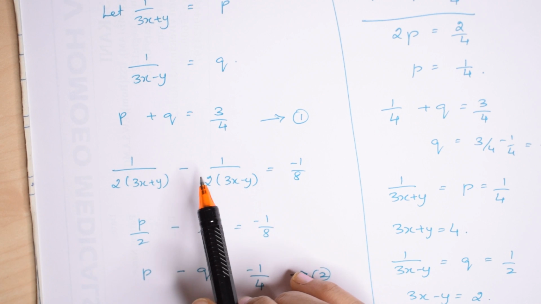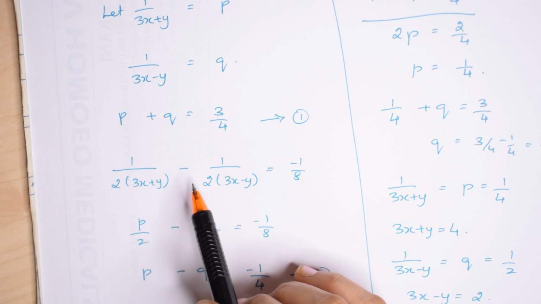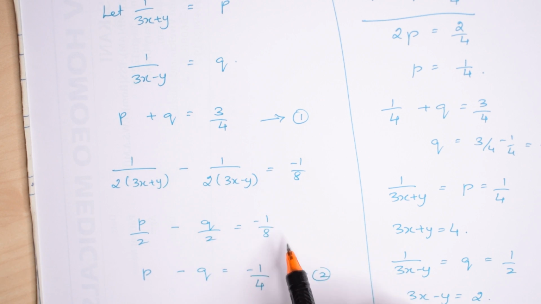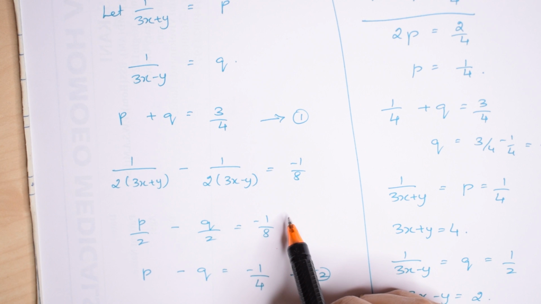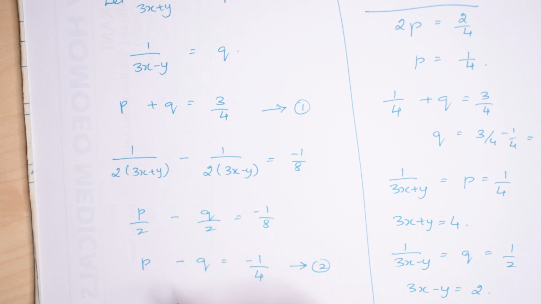p plus q is equal to 3 by 4, and the second equation is p by 2 minus q by 2 is equal to minus 1 by 8. So denominator 2 is common on both, so I am taking it to the right hand side. So it becomes minus 2 by 8, and 2 and 8 get cancelled, it becomes minus 1 by 4. So p minus q is equal to minus 1 by 4.